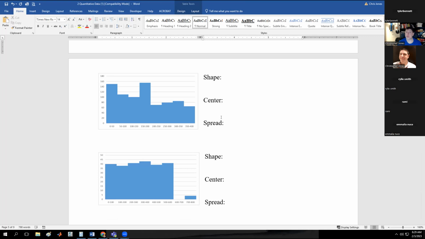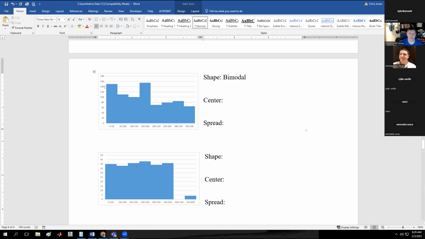Realistically, I think it depends on your interpretation for that second graph, this one here, as to what the shape, center, and spread might be. So for the shape of this one, can a few people put in the chat what they think the shape might be? Remember, shapes are either unimodal, bimodal, and so on. Heidi, you're absolutely correct, and everybody else is too. It is indeed bimodal.